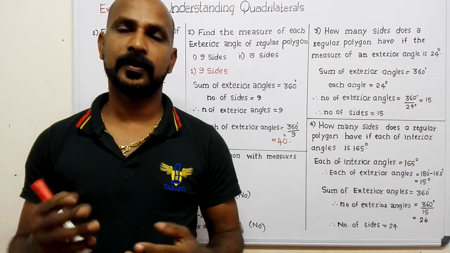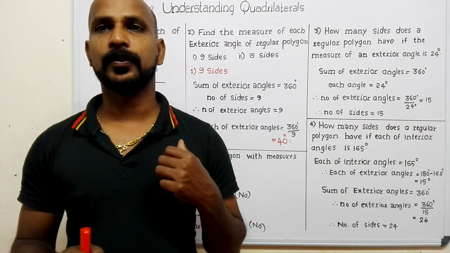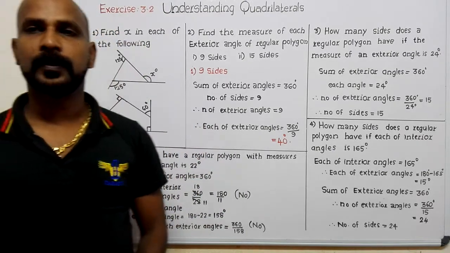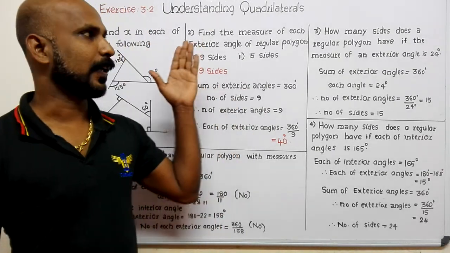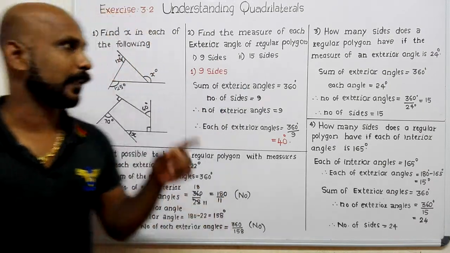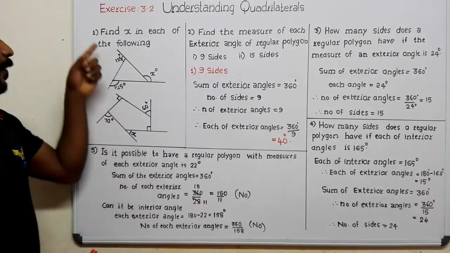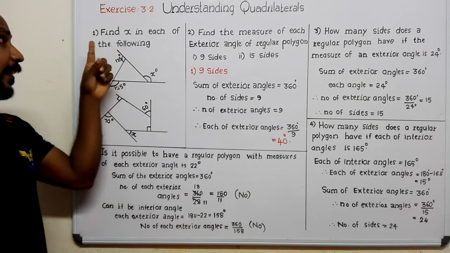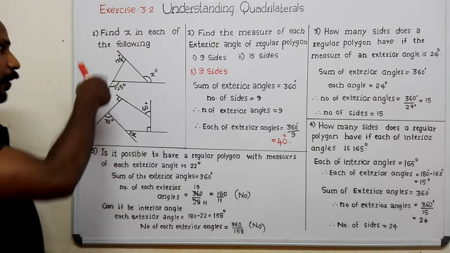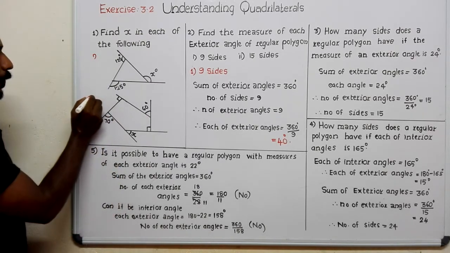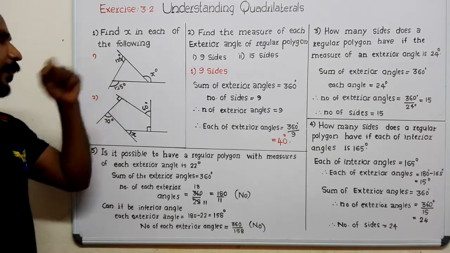Hi students, today we are going to discuss exercise 3.2. I have written the questions one by one on the board. First of all, we are going to think about the first question. Find x in each of the following. There are two questions I have written here, 1 and 2. So we will discuss the first question.